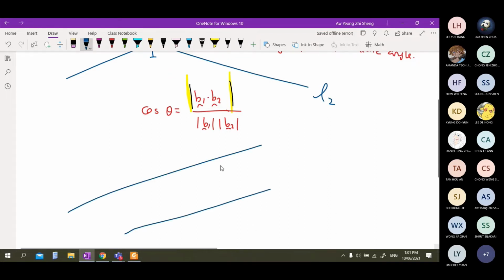Now let's consider a pair of parallel lines here, L1 and L2. The distance between the two lines will be the perpendicular distance between them, which can be measured by, if I call these points P and Q respectively, then PQ will be perpendicular to both lines. And the distance PQ will be the distance that we want to find.